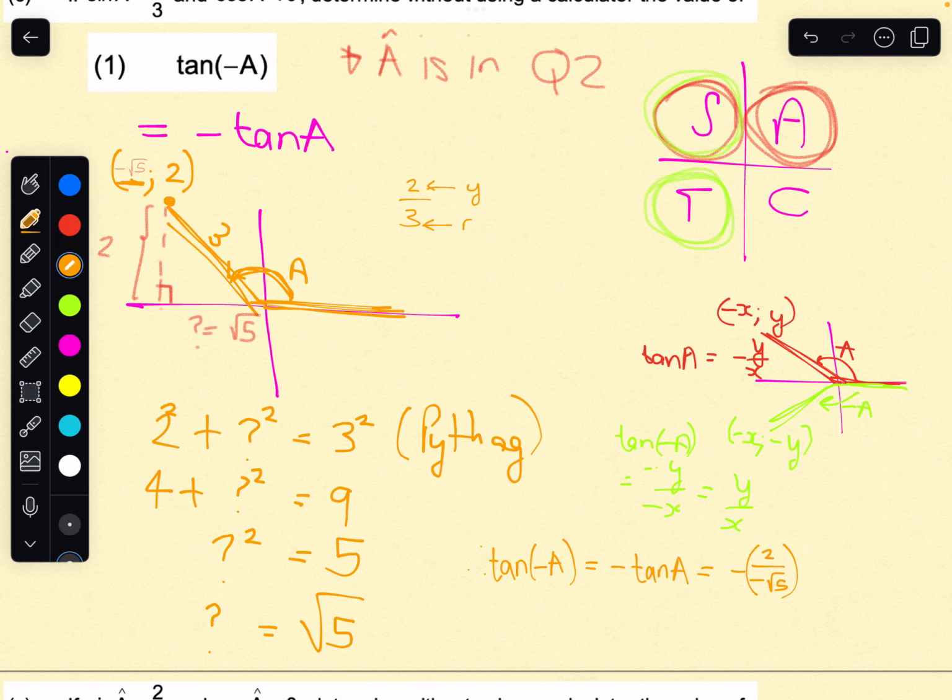Right, so now we can say therefore tan of minus a, which is the same as minus tan a, will be equal to minus the y coordinate, which is 2, over the x coordinate. I'm running out of space, and I don't want to make a whole new page. So this will be 2 over root 5. And I think they will accept an answer like that. But if you want to rationalize the denominator, you'll times top and bottom with root 5, and at the bottom, you'll have 5. So that's the first one done and dusted.